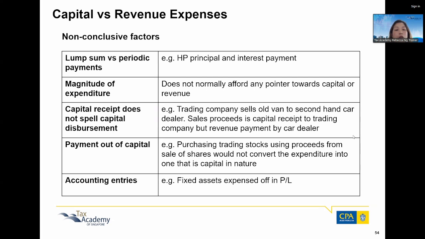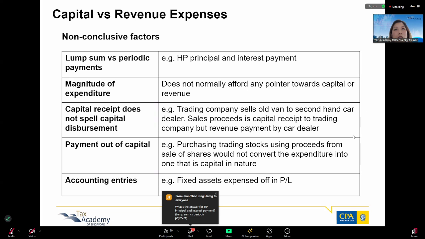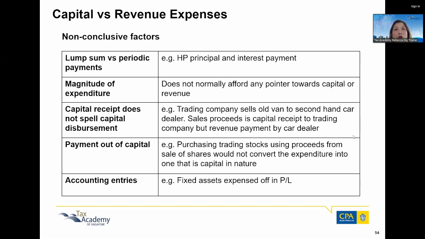For example, fixed assets. Sometimes companies do buy smartphones, because the amount is not so substantial as compared to their fixed assets, right? They will expense off to the P&L. But do note that these smartphones are actually used for the company business, right? So it's like capital assets, fixed assets to the company. So they are actually capital expenditure and they are not allowable for deduction under Section 40.